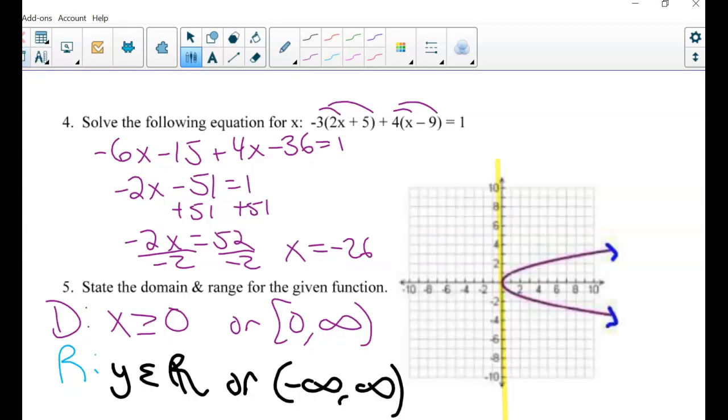Number 4, you needed to solve, distribute twice, combine your like terms, and then solve for x. And you should have gotten x equals negative 26.